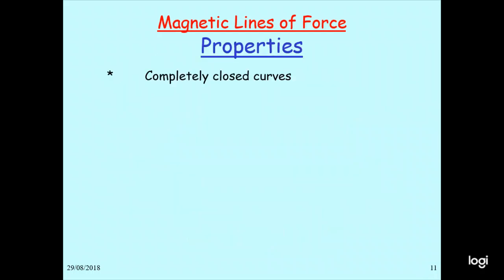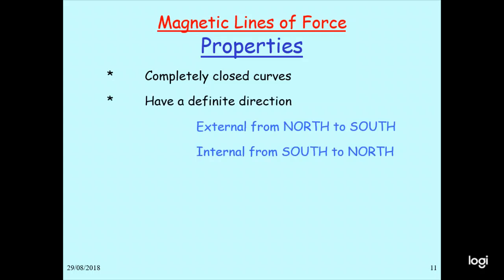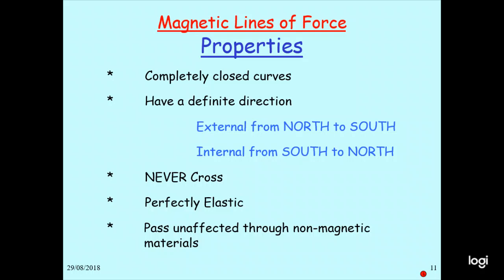Magnetic lines of force have these properties: they form completely closed curves, have a definite direction, external from north to south and internal from south to north, never cross, and are perfectly elastic. Their paths are not affected by non-magnetic materials. These are the properties of magnetic lines of force.